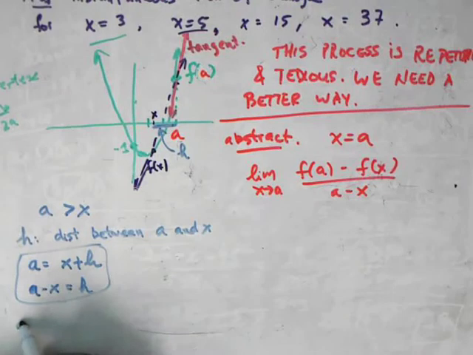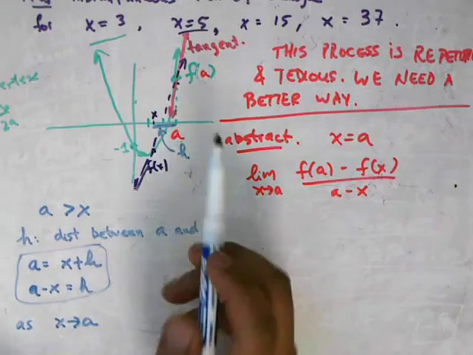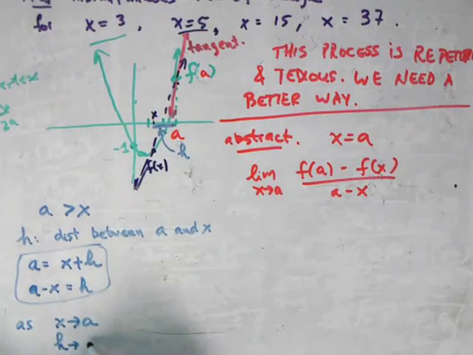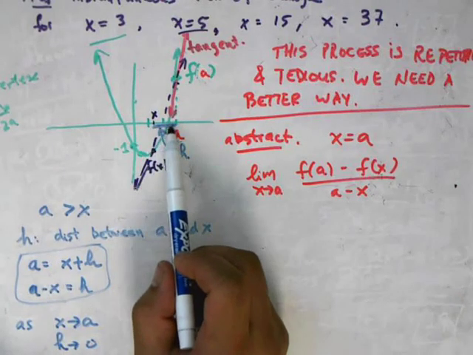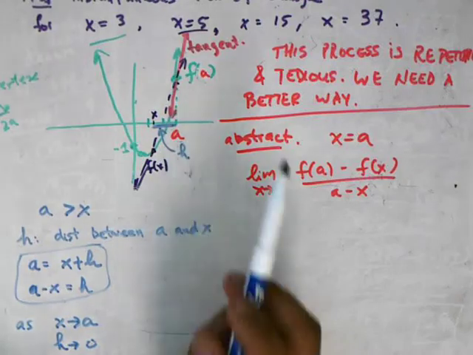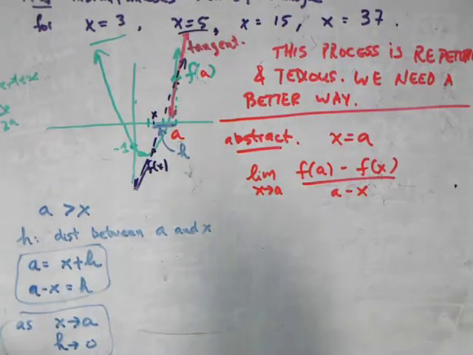Now, as x approaches a, in other words, as we move this point x closer and closer to a, h gets closer to 0. As x gets closer to a, h gets closer to 0. That's like saying as x and a get closer to each other, the distance between them goes to 0. So I know it seems a little wacky and unusual that I'm doing this, but it is going to help us in the long run make things a little bit better.